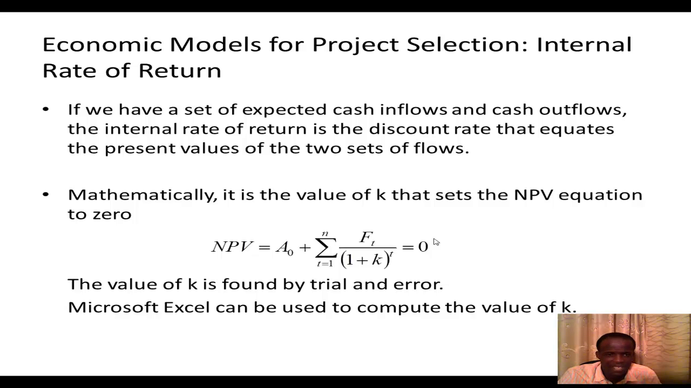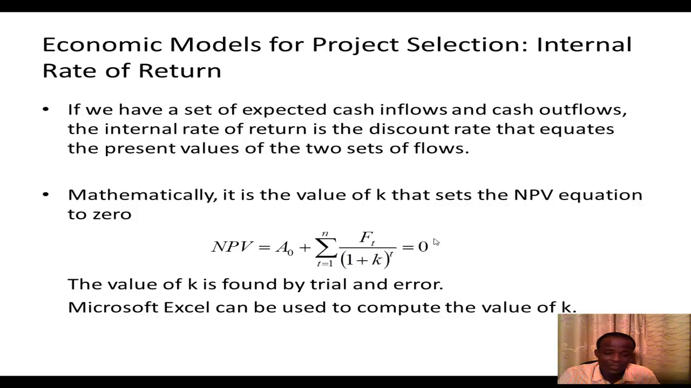Then we have the internal rate of return. Quite an interesting model. Now, if we have a set of expected cash inflows and cash outflows, then the internal rate of return is a discount rate that equates the present values of the two sets of flows, that is, the cash inflows and the cash outflows. So mathematically, the internal rate of return K is the value that sets this NPV equation to be 0. So that K value should set this to 0.